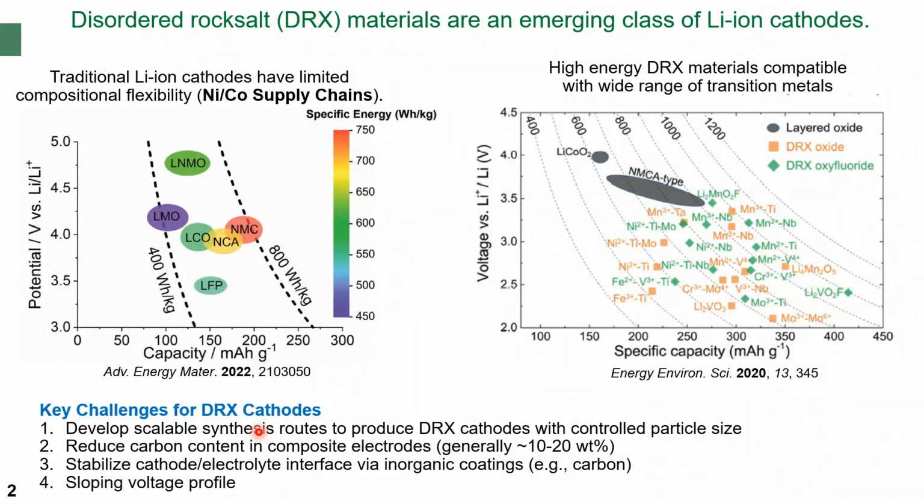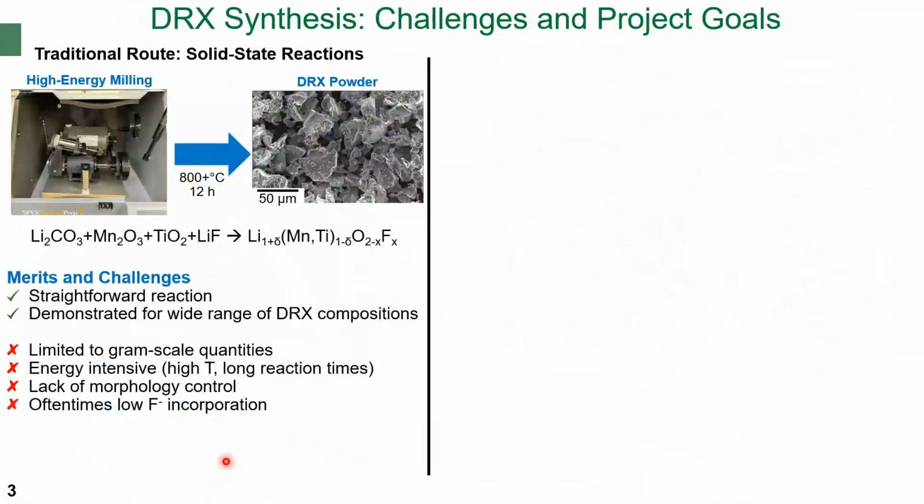So, of course, I don't have time to go through all those today, so I will instead be focusing on the development of scalable synthesis routes. If you look broadly in the literature, DRX materials are typically prepared through solid state or mechanochemical reactions. So here you take your inorganic precursors, you blend them together in a high energy ball mill for several hours, and then this powder that you obtain after that milling process, a lot of times you go through a second solid state reaction, which is high temperature and long times, to produce the final DRX powder.